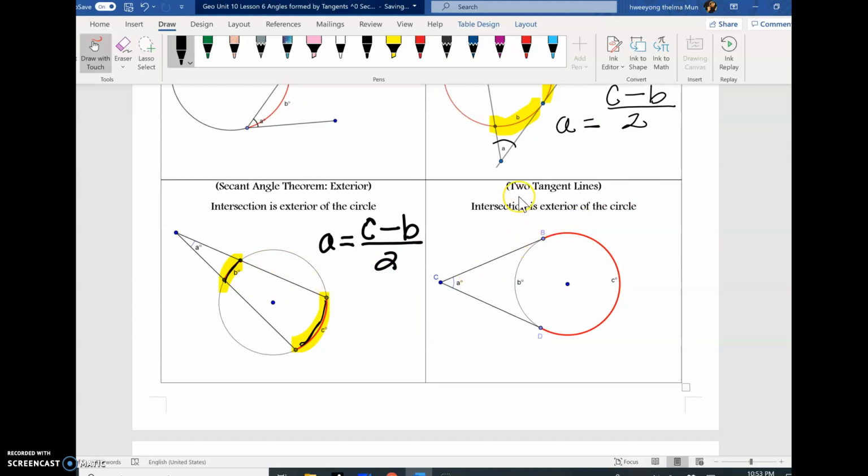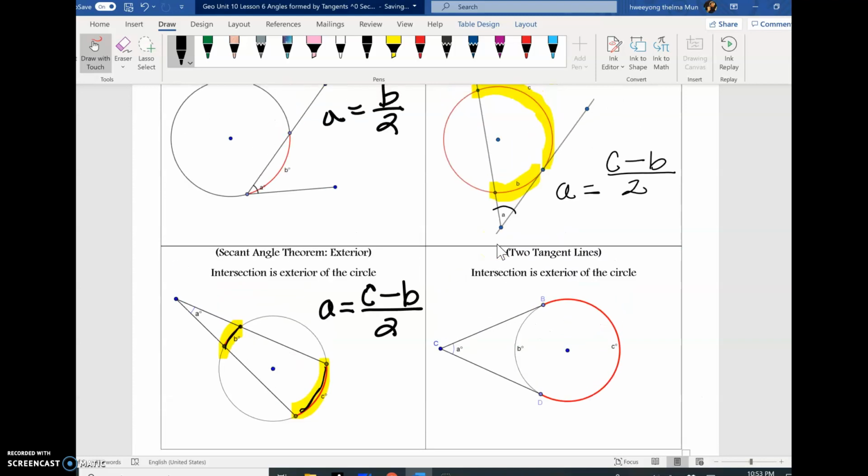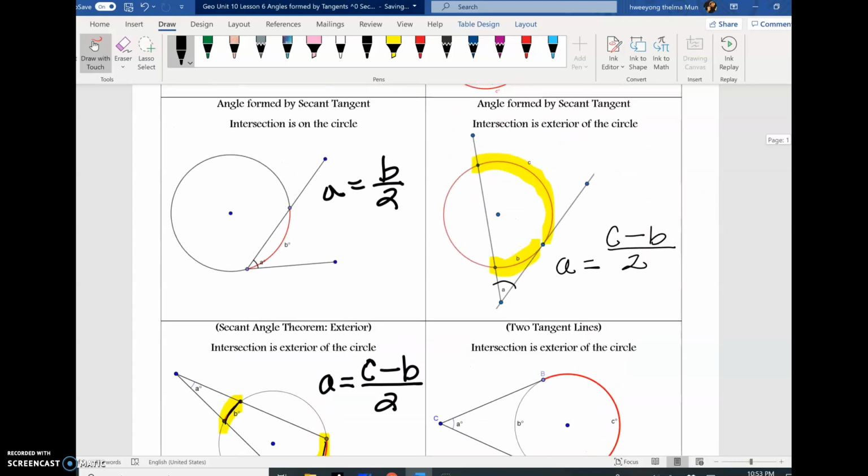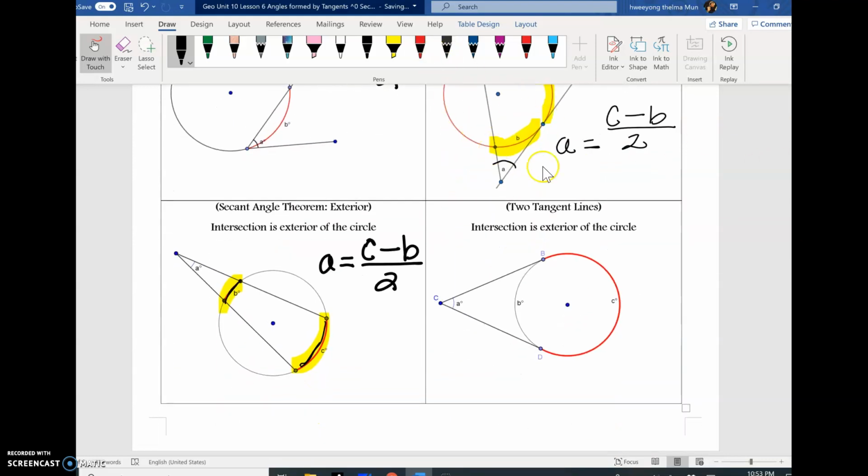So the last one, two tangents. Now, if you take a look at the two tangents, it only has two arcs, while the previous one is divided into multiple arcs. A tangent and a secant forms three arcs. If you have two secants, you have four arcs: two arcs that are intercepted and then two other arcs that are not intercepted. So there's four arcs here.